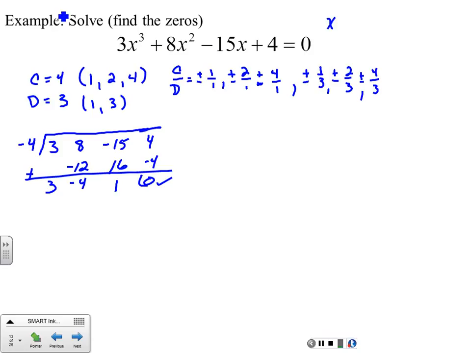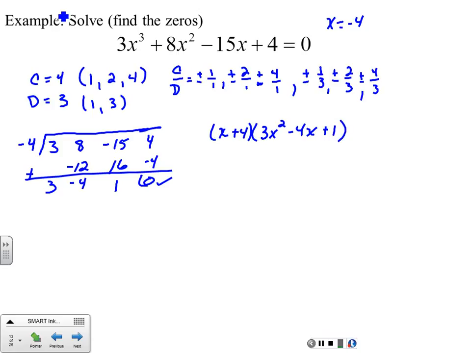x equals -4. We can go ahead and write that down. That is going to be a solution. So now what we have is x plus 4. When you put it back in binomial form, you have to take the opposite of it. And then you're going to have 3x squared minus 4x plus 1.